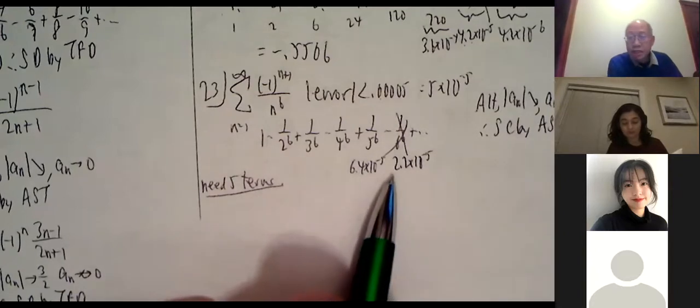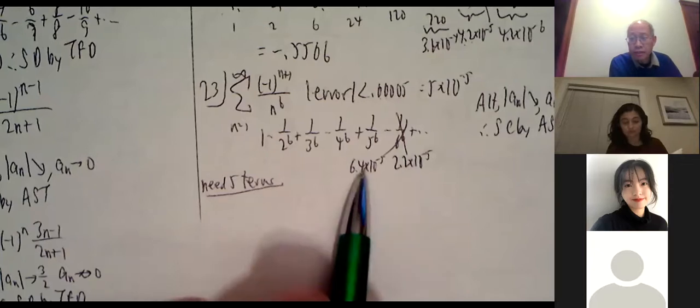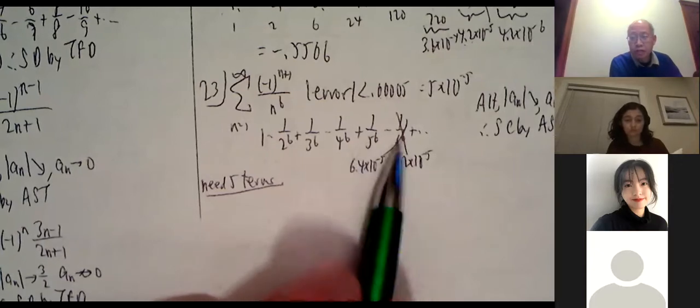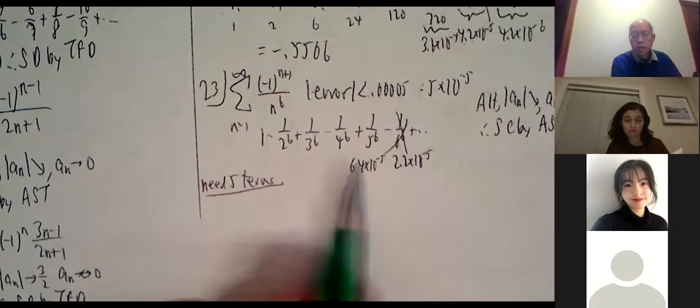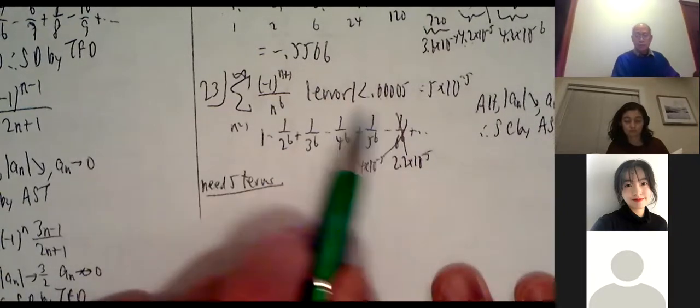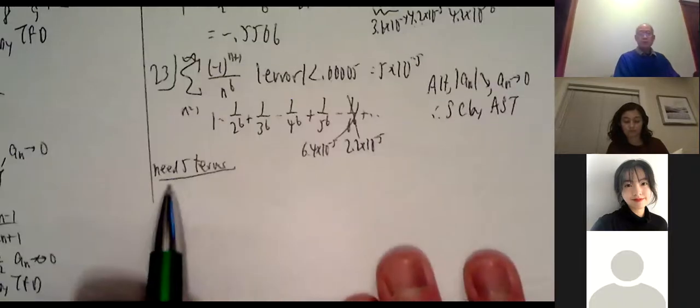This is 2.2 times 10 to the negative fifth. This is 6.4 times 10 to the negative fifth. So this is already smaller, right? 2.2 times 10 to the negative fifth is smaller than this. So I just have to add up this many terms, which is 1, 2, 3, 4, 5. So I just need 5 terms.